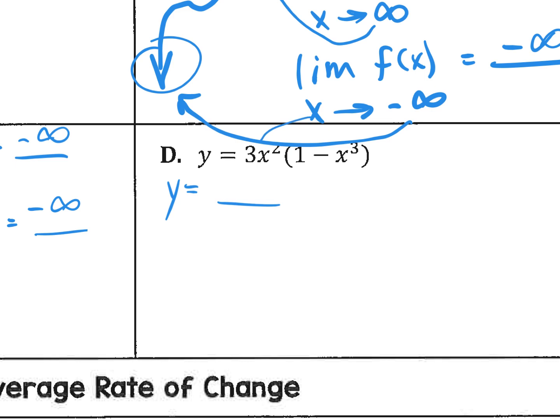We're going to have to take this and distribute there, won't we? So what will I write? Yeah, negative 3x to the 5th. So it is what and what? Negative and odd. So sketch that one. What is negative and odd going to look like?